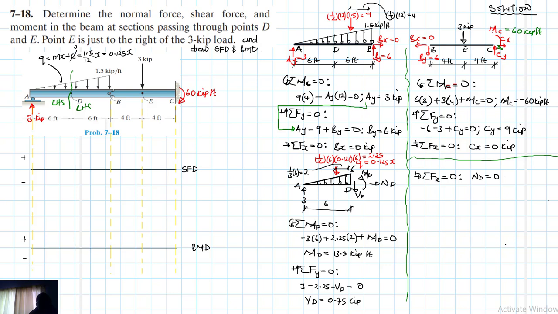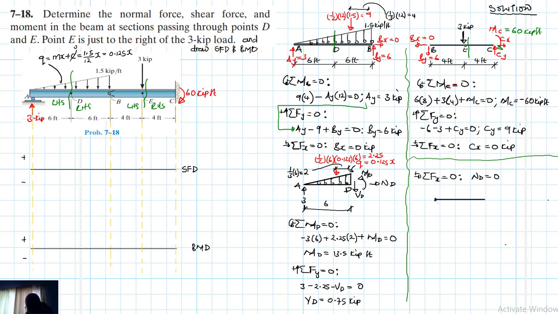Alright, so let's do another section quickly. We've been told to do another section to the right of the 3 kip load, so we'll do a section there. Initially we are done there, so we are doing here to the right of E. And then we have the left hand side section and the right hand side section. We're going to use the left hand side. For me, that's the one I'm going to pick. So if I was to draw this quickly here, I will have something like this.